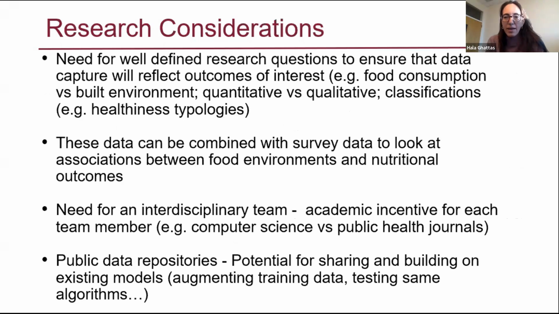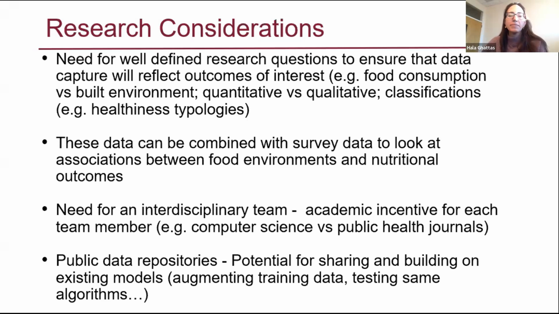Moving forward, when thinking about using these kinds of methods in the African context, it will be really important to have very well-defined research questions. Are you interested in food consumption or the built food environment? Are you interested in quantifying these environments versus describing them qualitatively? What are the classifications? We used NOVA to guide our typologies, and we used a context-specific checklist to guide the typology of outlets. So what are the outcomes of interest in terms of classifying that you want these machine learning models to help you with?